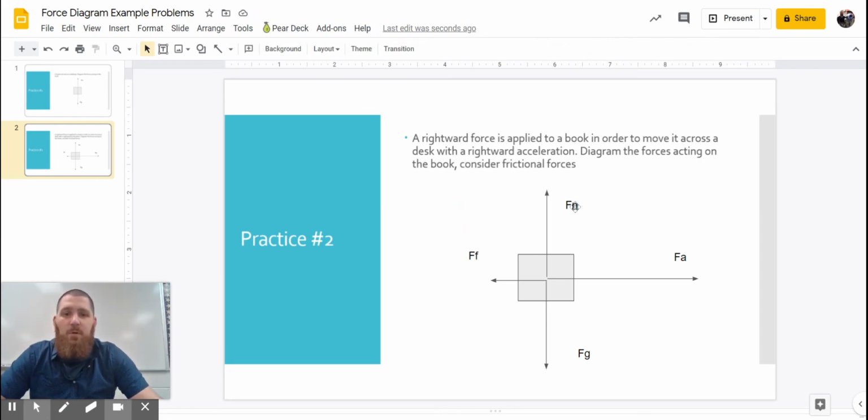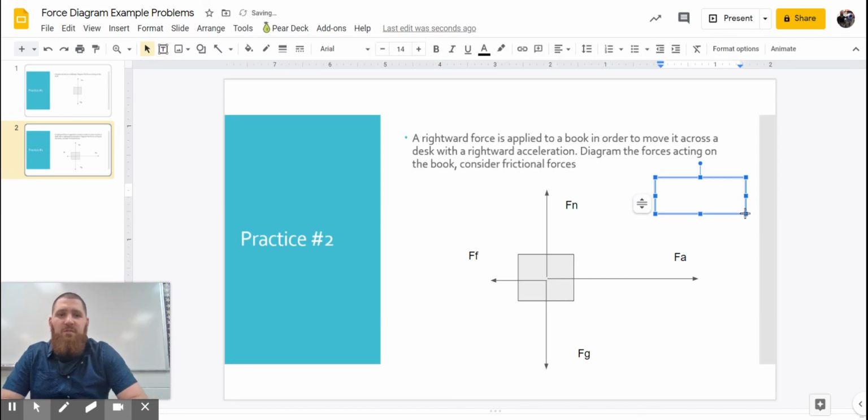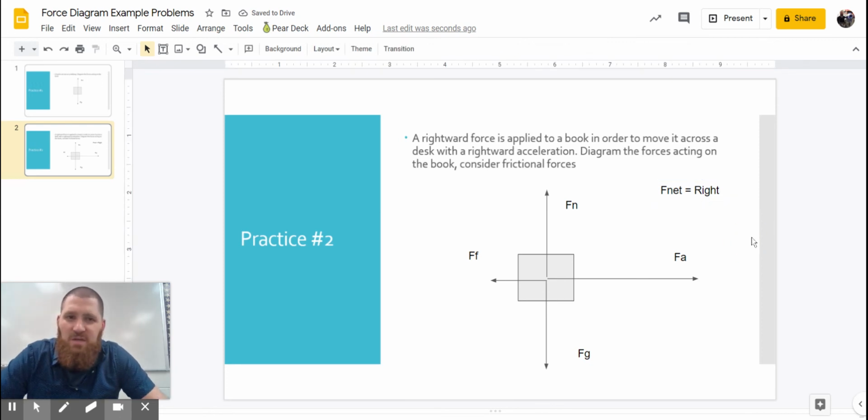All right, so we have our normal force from the desk. We have our force of gravity from the earth. We have the applied force on the book causing it to accelerate to the right. And we have our frictional force. Now, guys, for this problem, if it were asking us for the net force, because there are no values, we could say our net force, or F net, is equal to the right. We can at least give the direction of that net force. If we had values for each of these forces, we could subtract these values because they're in opposite directions to end up with our overall force or net force acting on the object.